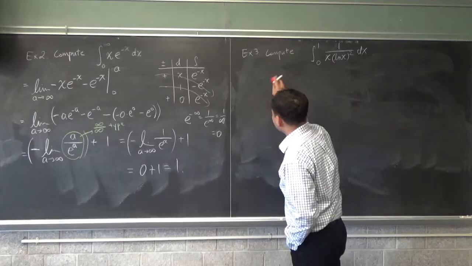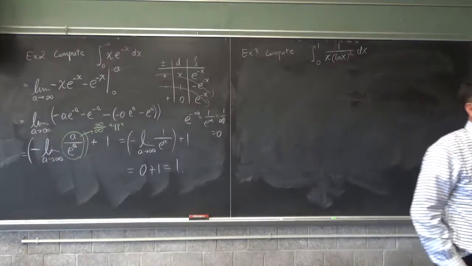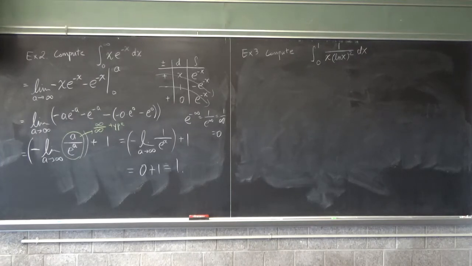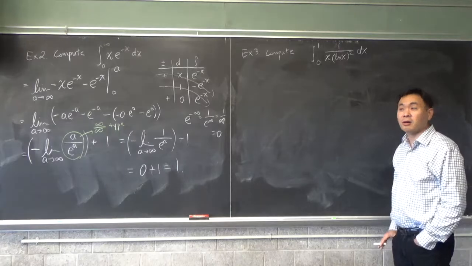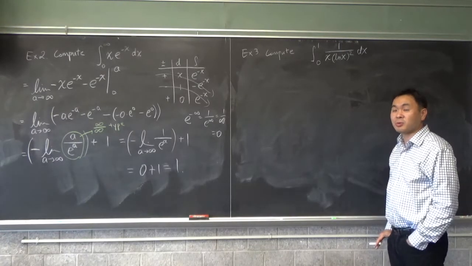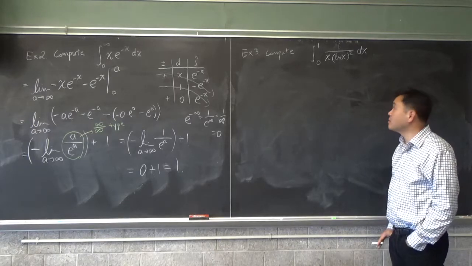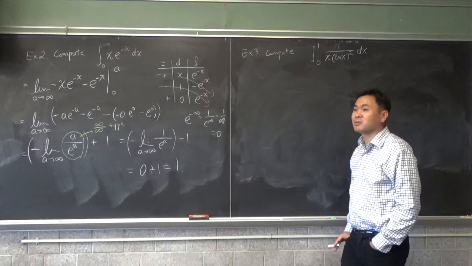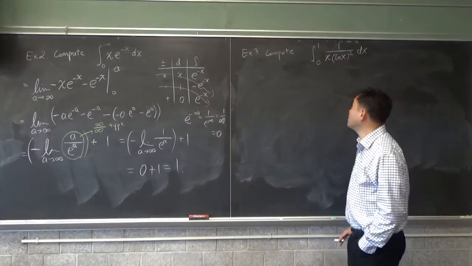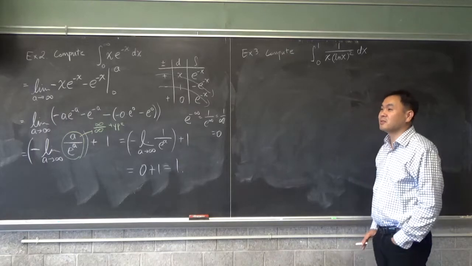Okay, now let's talk about the second example. The second example doesn't look like an improper integral at all, right? But why is this an improper integral? Can somebody explain? Because that's ln. ln doesn't have to be improper. ln in the denominator. So what? It's going to make it more difficult.